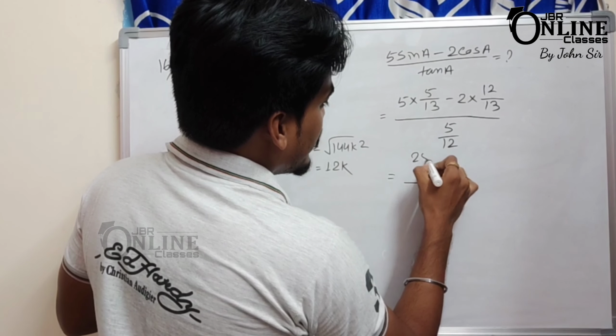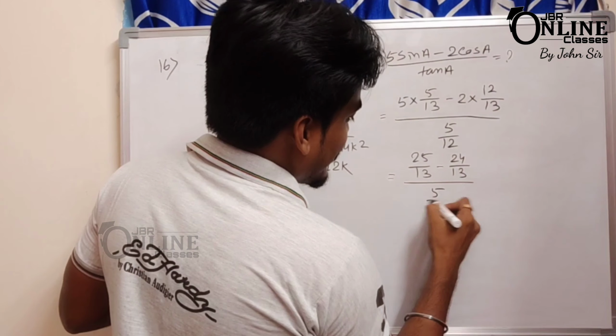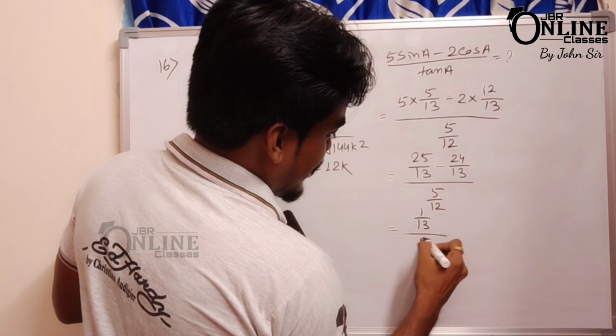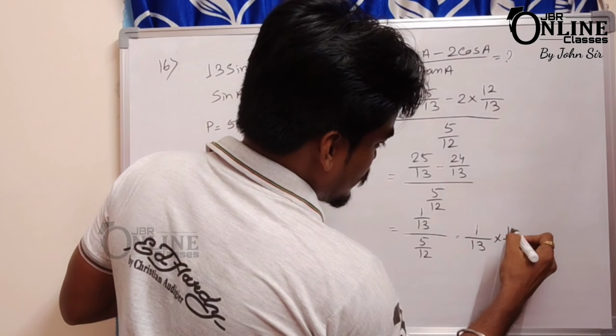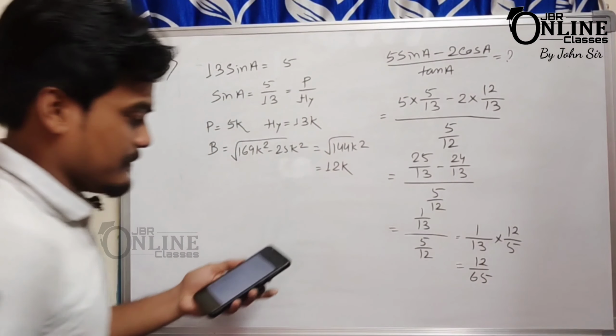So here 25 by 13 minus 24 by 13, and it's divided by 5 by 12. So in the upper part it's 1 by 13, divided by 5 by 12. So finally 1 by 13 into 12 by 5. So it's 12 by 65.